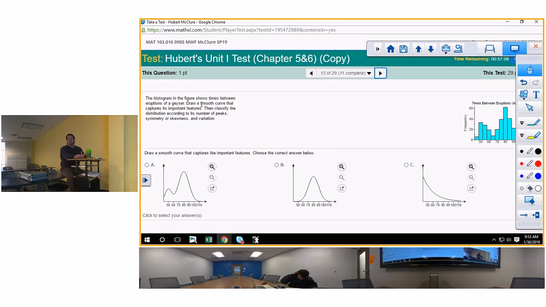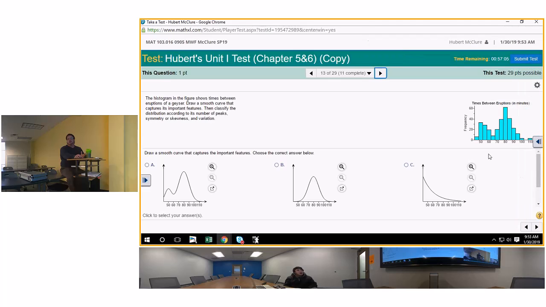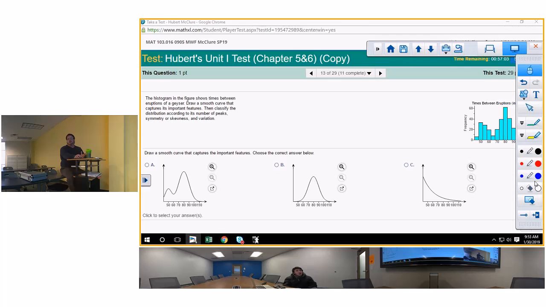Okay, the histogram. This is the histogram right here. What does it look like? Well, I'll take my handy dandy pen and I'll draw it. It looks like that. So which one of these looks like that? A. Okay, now y'all should get that. If you miss that one, you don't need to tell anybody.